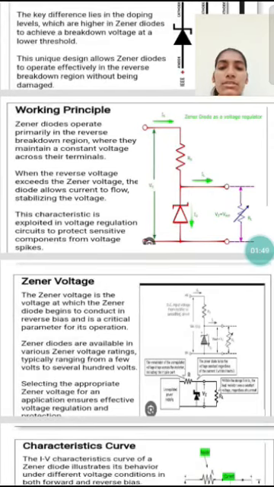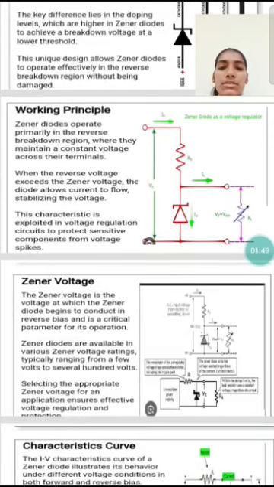Zener voltage. The Zener voltage is the voltage at which a Zener diode begins to conduct in reverse bias and is a critical parameter for its operation. Zener diodes are available in various Zener voltage ratings, typically ranging from a few volts to several hundred volts. Selecting the appropriate Zener voltage for an application ensures effective voltage regulation and protection.